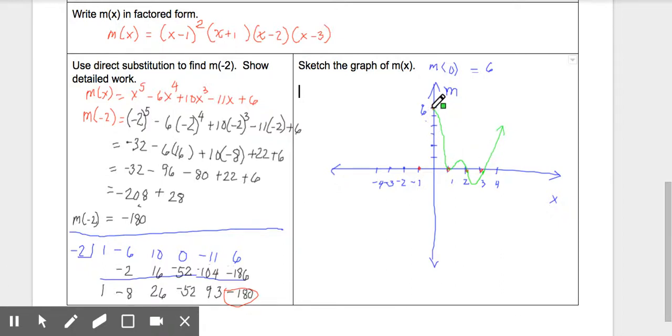Okay, now this graph is going to come down to 6 to negative 1, and then it has to cross the x-axis at negative 1, and so it will just keep going down. This is a sketch of the graph.